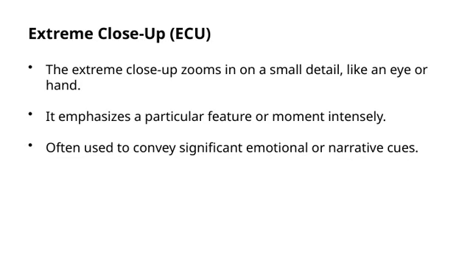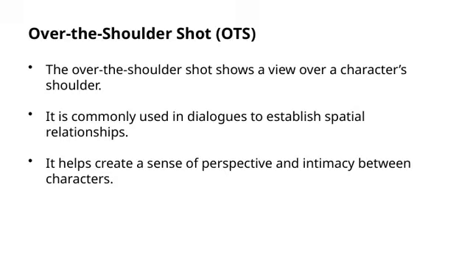So, in the context of the overall presentation, remember that ECU is a powerful tool for adding emotional depth and emphasis to your storytelling. Let's talk about the over-the-shoulder shot, or OTS. This shot gives us a view over a character's shoulder, which is really effective in visual storytelling. You'll often see it used during dialogue scenes because it helps establish the physical relationship between characters. It's a great way to show where characters are in relation to each other within a scene.